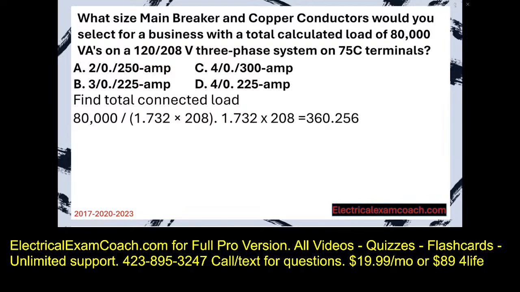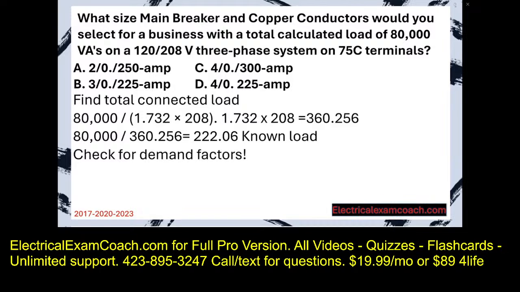We take 1.732, we multiply it by our system voltage, which is 208, and that gives us that 360 value. Now we can divide just like normal. We take the 80,000 VA, divide it by the 360, and that gives us a 222 amp known load by which we can size our breaker and our wire. But first, we must check for demand factors. In this case, there are no demand factors, so we can size like normal.